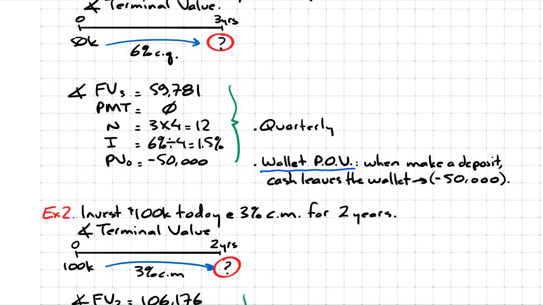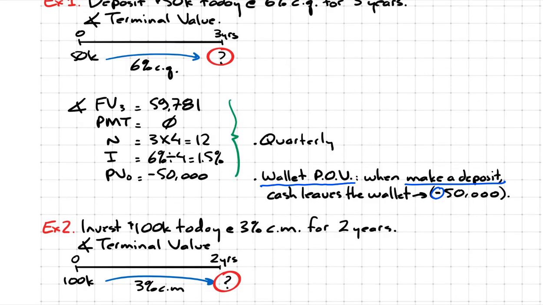In this case, because we're depositing money at the bank, what's happening to your wallet? Well, if I walk into the bank and deposit money, that's money coming out of my wallet, so we would enter it as a negative. On the other hand, at the end, when I take my money out from the bank, that money comes into my wallet and you can see it'll be a positive number.